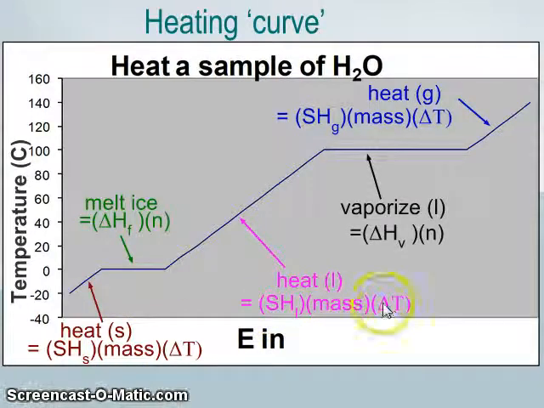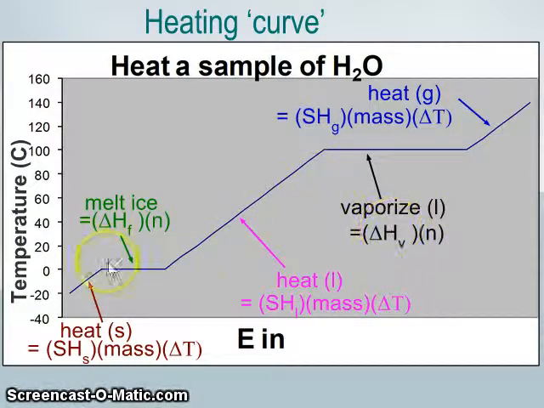Old school thermodynamics. The only new wrinkle that we put in here is figuring out how much energy is associated with doing those phase changes. If we know the delta H of fusion, it's in kilojoules per mole, multiplied by moles. If we know the delta H of vaporization, kilojoules per mole, multiplied by moles, that's how much energy is associated.